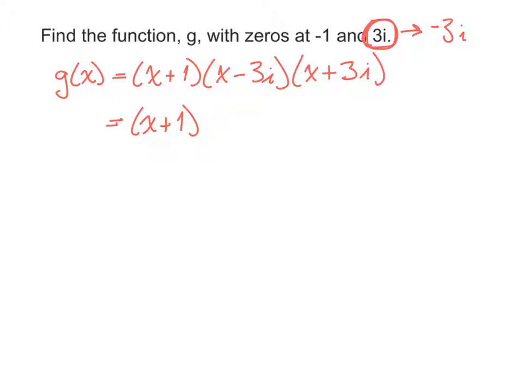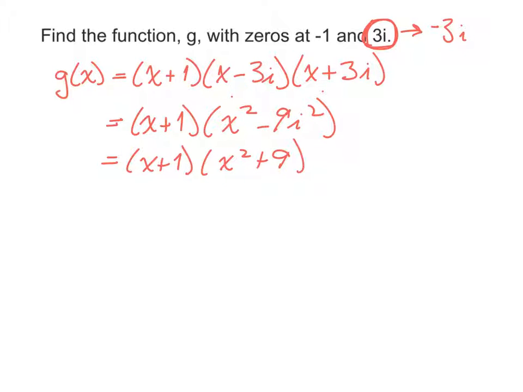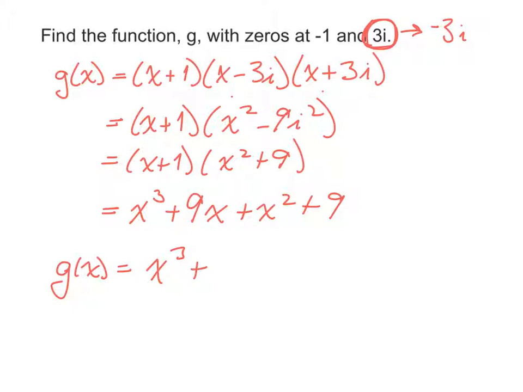I'm going to FOIL out the two imaginary factors first, because that'll be the difference of two squares of x squared minus 9i squared. So that is x squared plus 9. Now we FOIL the rest, getting x cubed plus 9x plus x squared plus 9. And of course, rewriting it so it's all nice and pretty: x cubed plus x squared plus 9x plus 9.